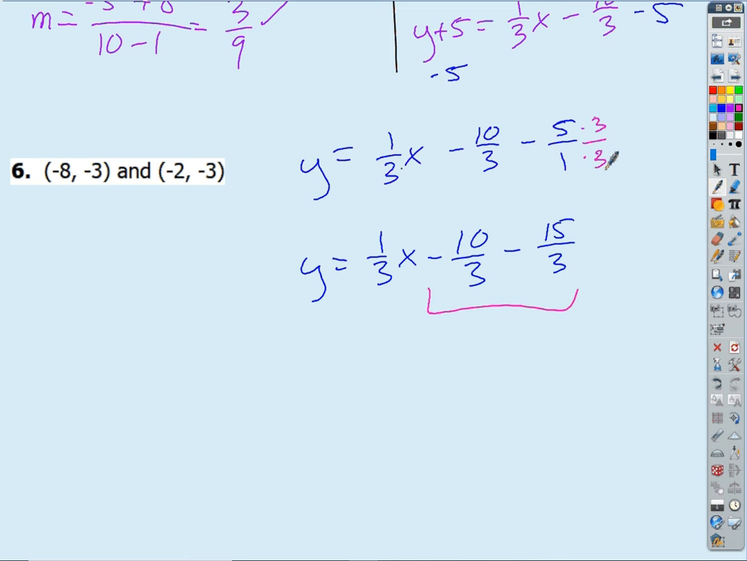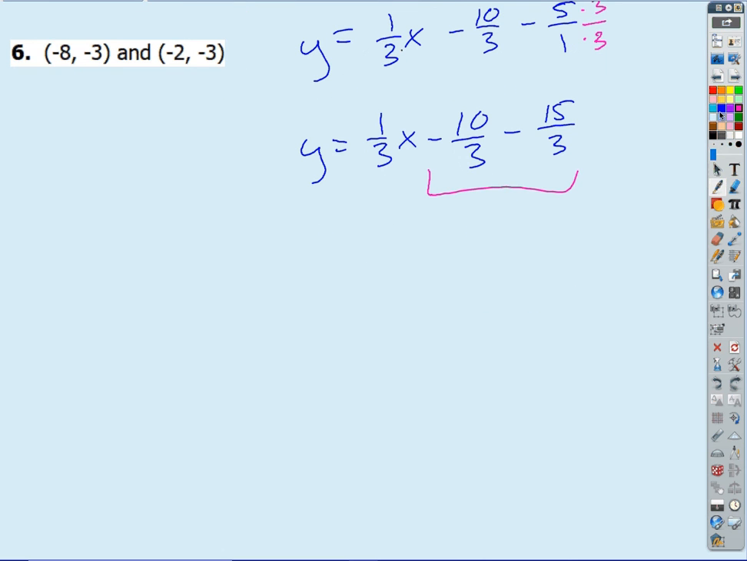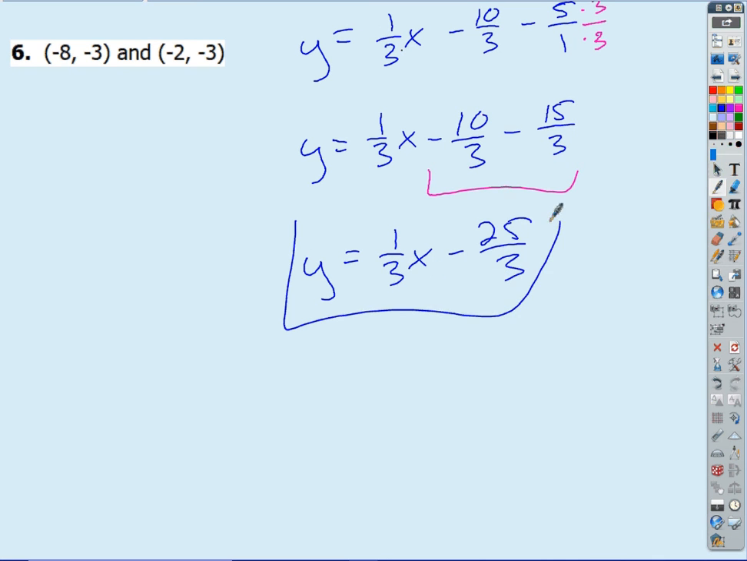So that's really more of a matter of convenience. Okay, so our final answer then: y equals 1/3 x, and then all this is going to combine into negative 25/3. And there it is. Right, there's our answer.